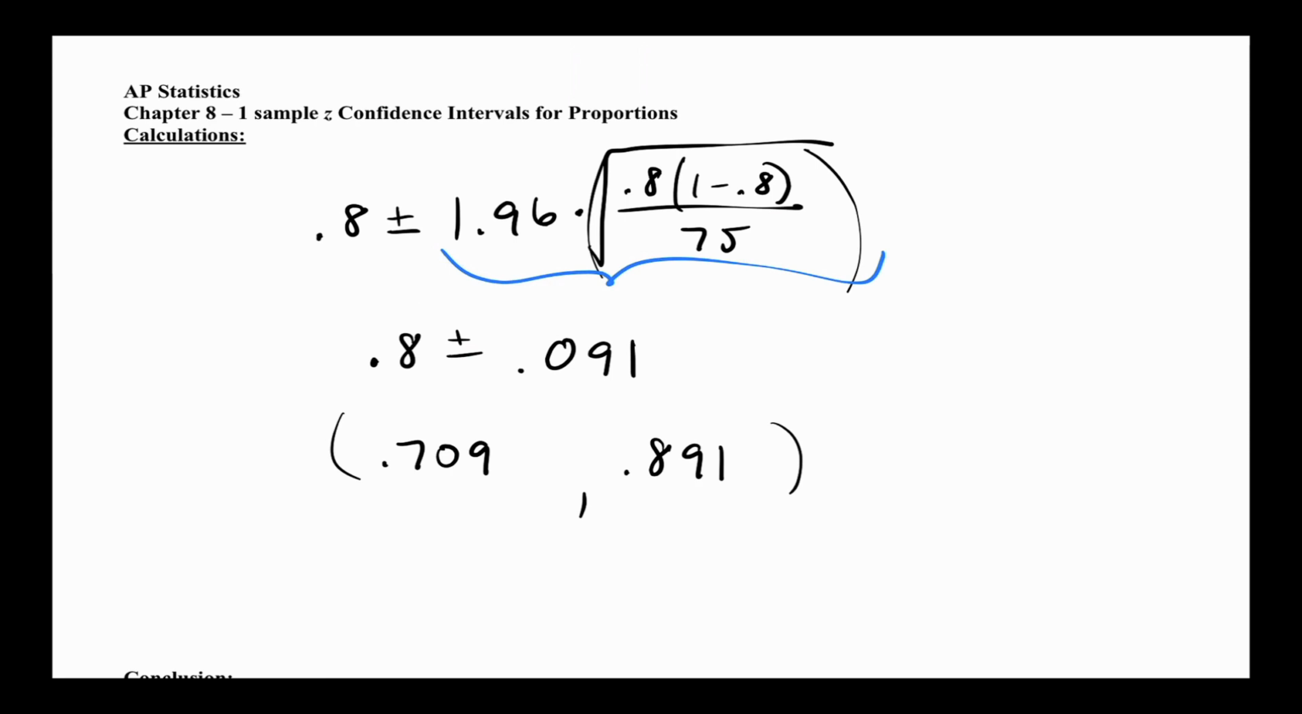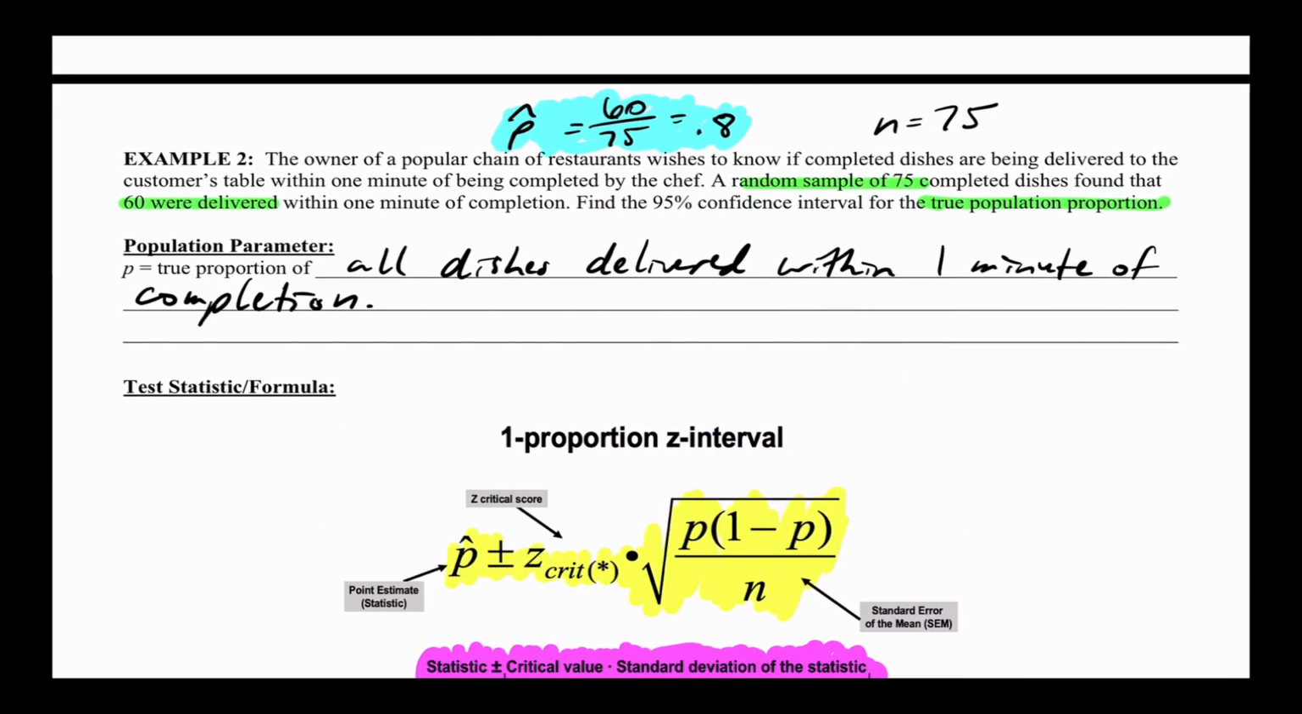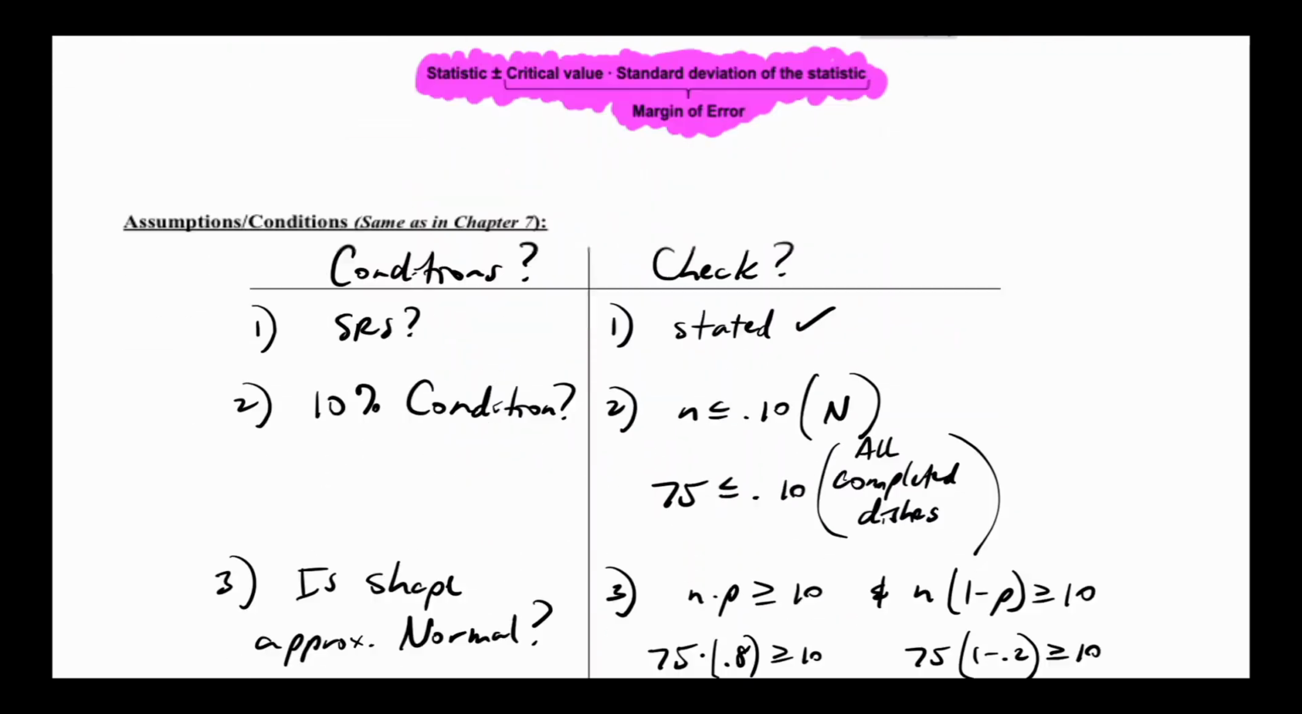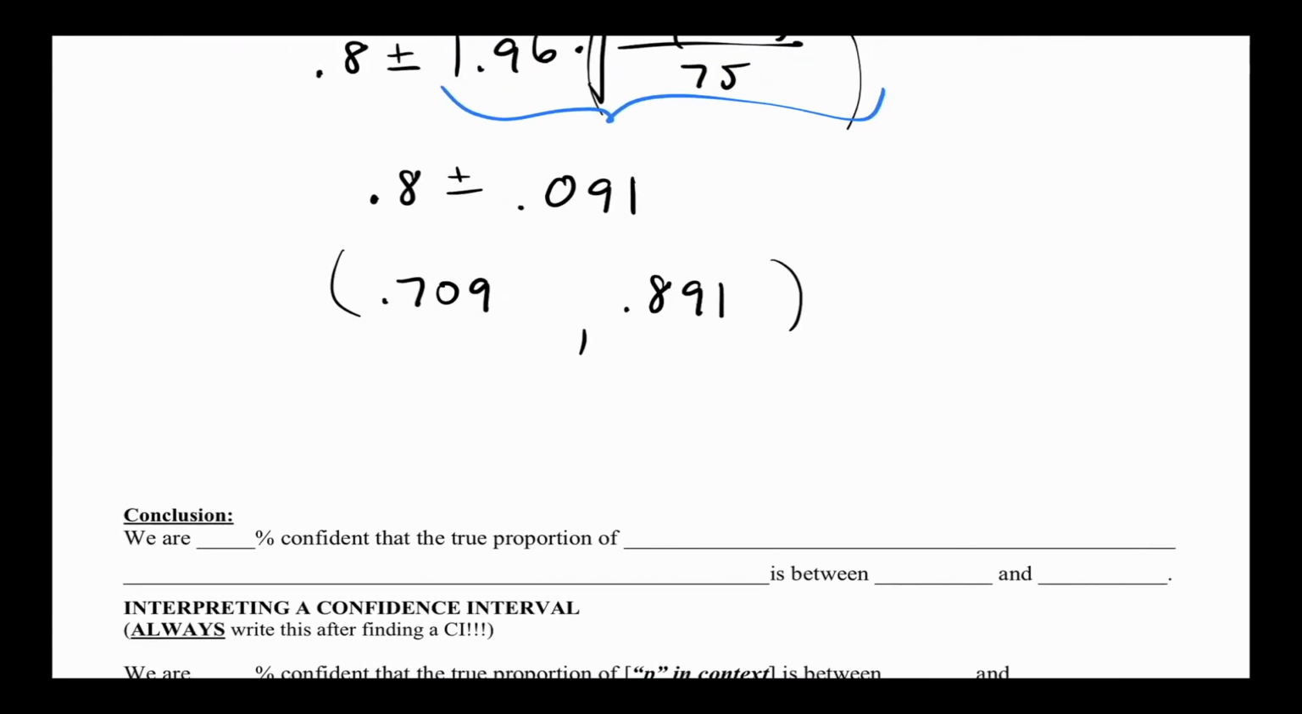So what does that interval mean? That interval means I am 95% confident that the true answer, and what does the true answer represent? The true proportion of all of the dishes that have ever been served by these chain restaurants that get to their customer within 1 minute is somewhere between 71% and 89%.